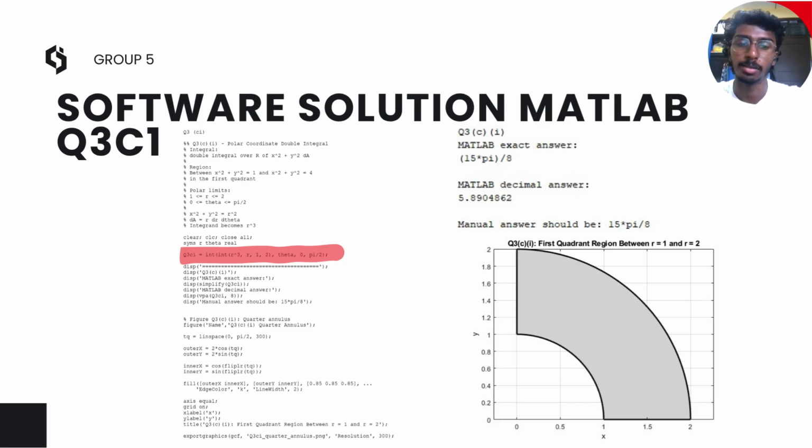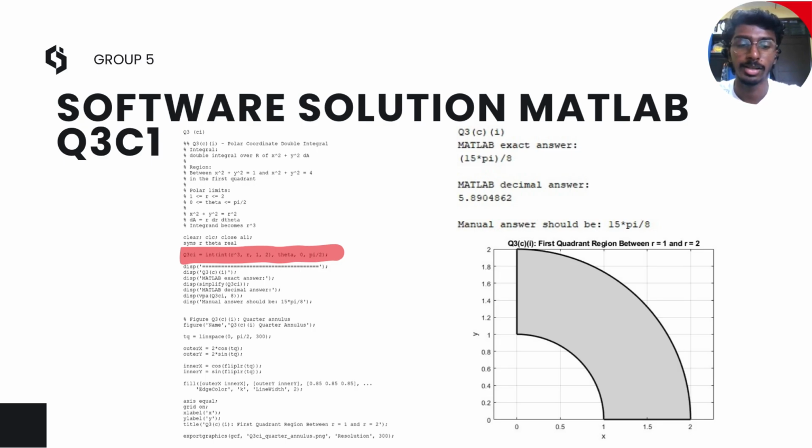This line means MATLAB first integrates with respect to r from 1 to 2. Then it integrates with respect to theta from 0 to pi over 2. After running the code, MATLAB gives the answer 15 pi over 8. That matches the manual calculation, so the answer is verified.